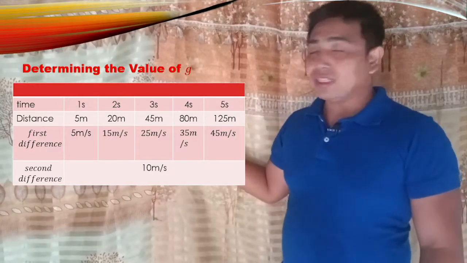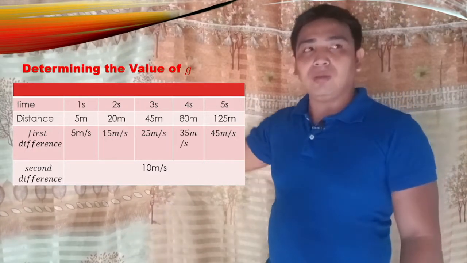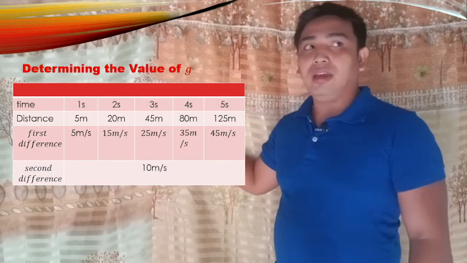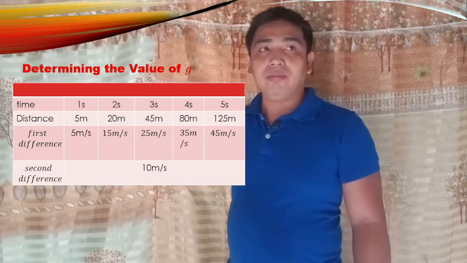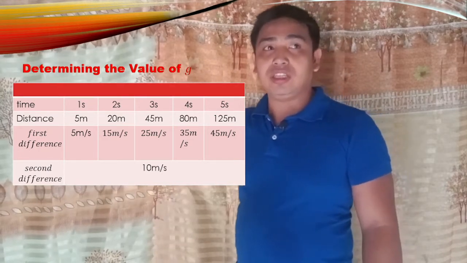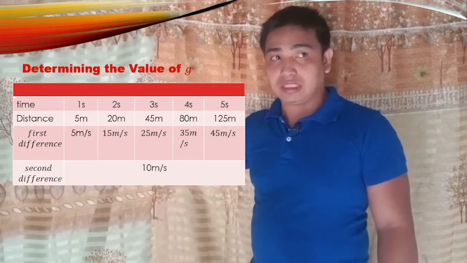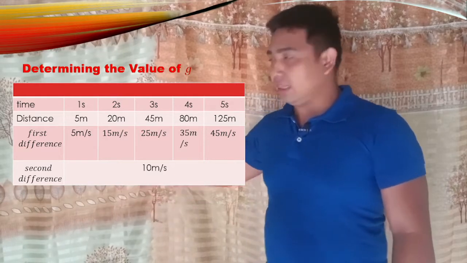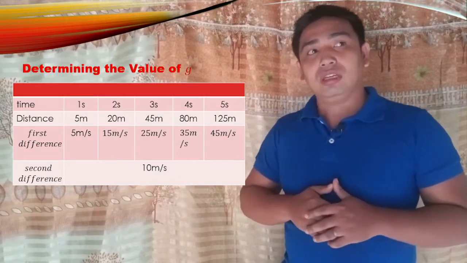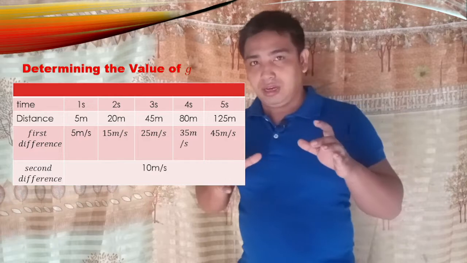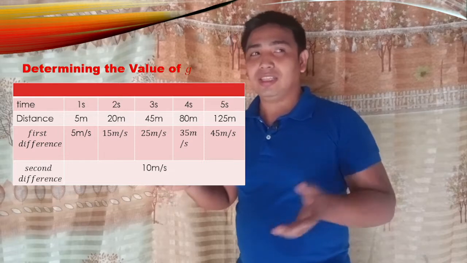So those are the first difference: 5 meters, 15 meters per second, 20 meters per second, 35, and then 45. And then we're gonna get the second difference, that is 15 minus 5, 25 minus 15, which is 10, 35 minus 25, which is 10, and 45 minus 35, which is 10. You will see that the second difference is constant, and that is around 10 meters per second in this analysis.